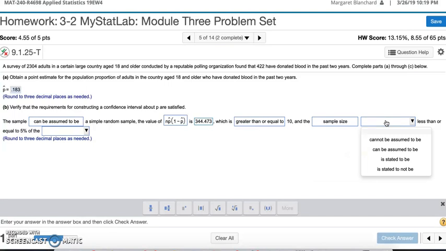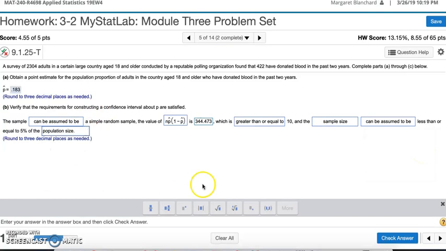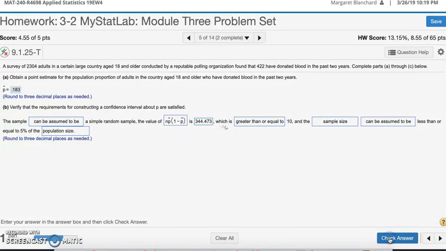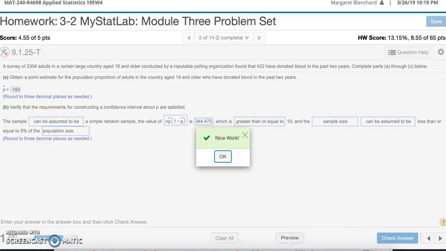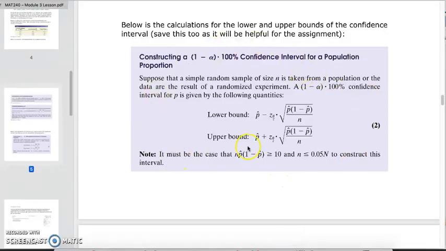Again, in this case, we don't know our population size. It was not given to us in the problem. However, because it's a reputable polling organization, we can assume that our sample size is the right proportion compared to the population size. So we would say it can be assumed to be less than or equal to 5% of the population size. Check answer. Nice work. Again, all of those requirements are listed here in that purple box from the lesson. It's also in the e-text.